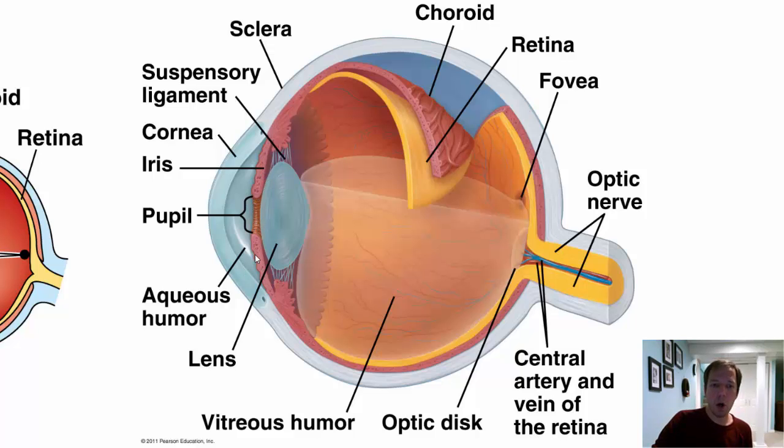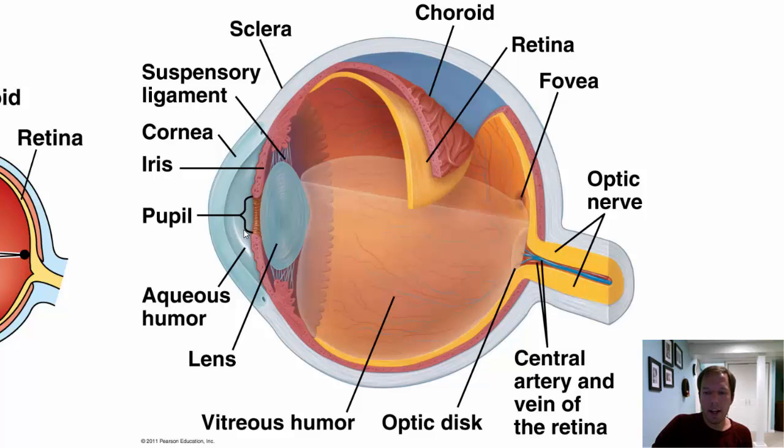Above and below the pupil is the iris. The iris is a set of smooth muscles that control the size of the pupil. As those muscles contract, they get smaller, and as they get smaller, that increases the size of the pupil. Then as they relax, they decrease the size of the pupil, and that's necessary to control the amount of light that gets passed in.